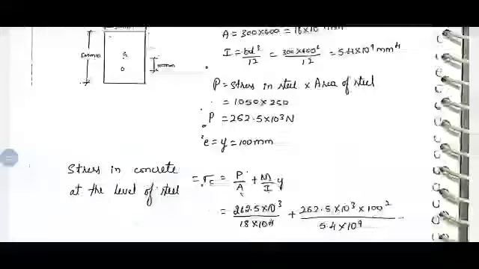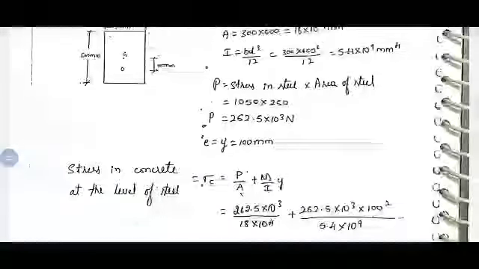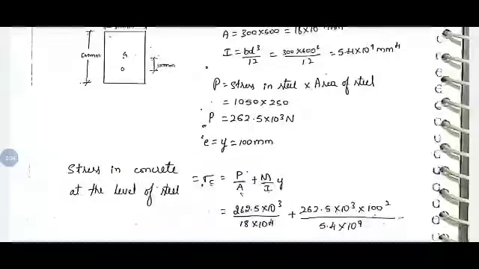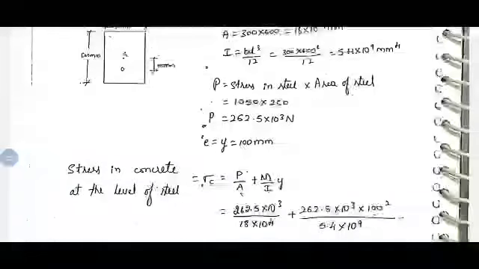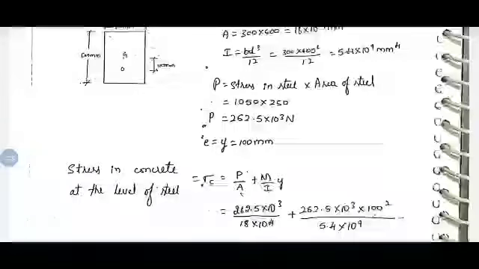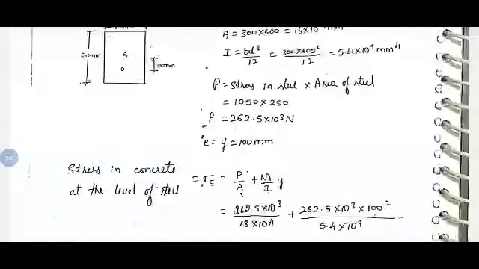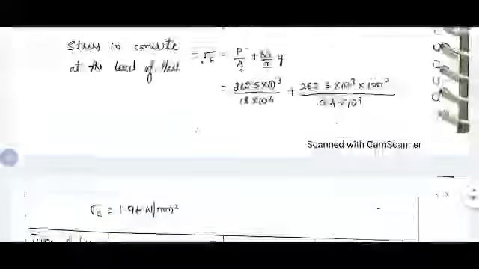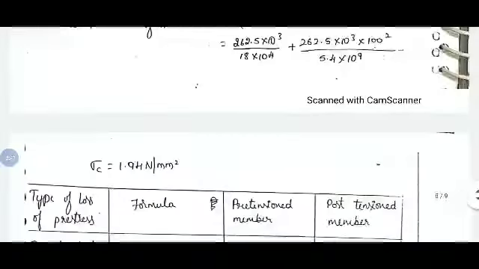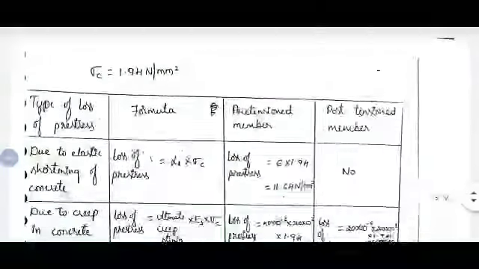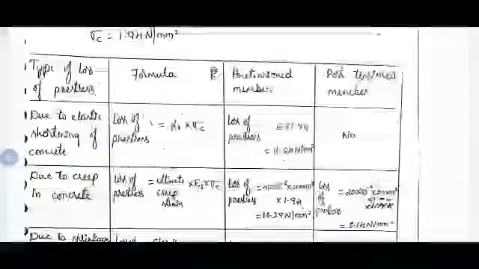Everything is given. Stress in concrete at the level of steel, sigma C, is P by A plus M by I into Y. M is P into eccentricity, since it is constant eccentricity throughout the span. Y is equal to e. Substitute the values, we will get sigma C as 1.94 Newton per mm square. Now we will consider a table.